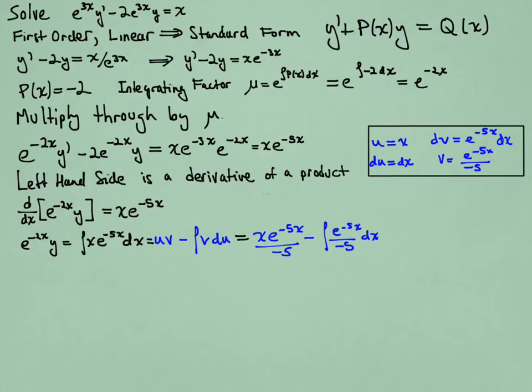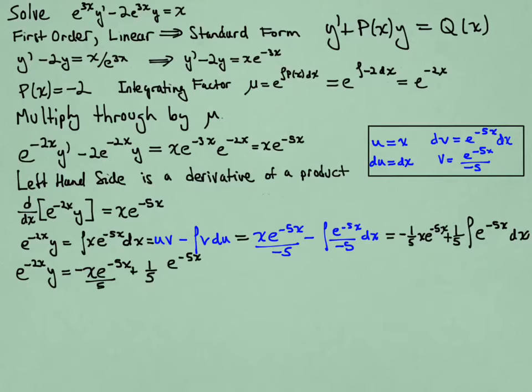And we have something now that's reduced the power. We don't have an x anymore, and we'll be able to integrate this expression. So integrating e to the minus 5x gives me another factor of minus 5. And simplifying, we'll have the expression now with minus 1/25 times the exponential, and then the constant term. Do not forget the constant of integration here. It's crucial.